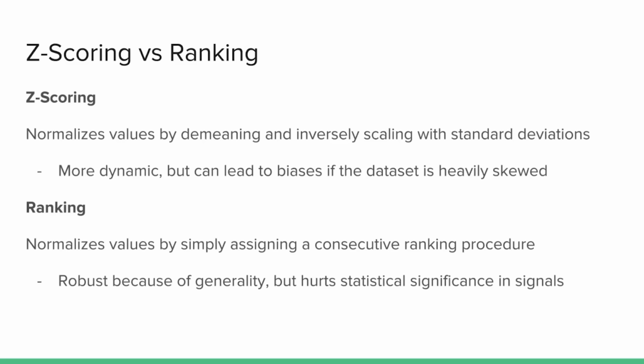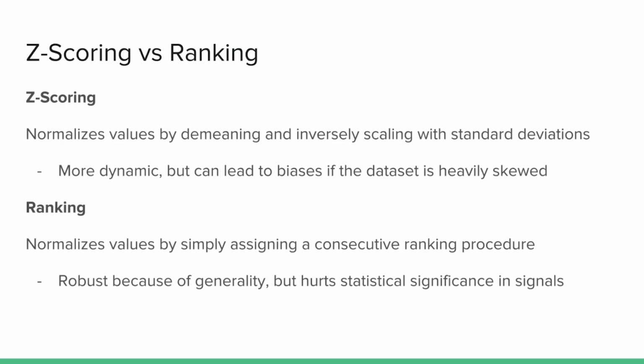Starting with basics, we'll talk about z-scoring. Really, that's just normalizing values by demeaning and inversely scaling with the standard deviation. Doing this makes them more dynamic, more flexible in multiple cases, but it can also lead to biases if the data set is heavily skewed. An example could be some fundamental data that is normally very positive. When you remove the mean, you still have a very positive z-score skew versus a negative z-score skew. However, it really depends on interpretation. Z-scoring itself isn't a bad thing. It's how you use that information that's really important.